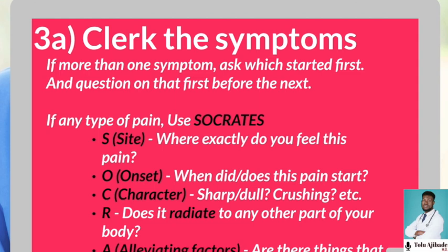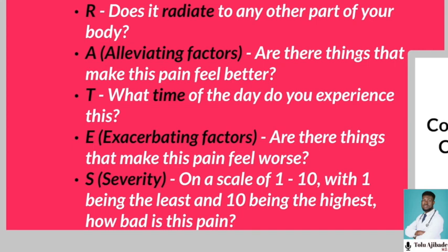And then R for radiation. You need to ask, does this pain radiate to other parts of your body? Do you feel this pain radiating to your back? Maybe your neck, okay? Do you feel this pain radiating to your groin, to your loins? So things like that, you need to ask about that. And then you move to the alleviating factors. That's A, SOCRATES. So A for alleviating factors.